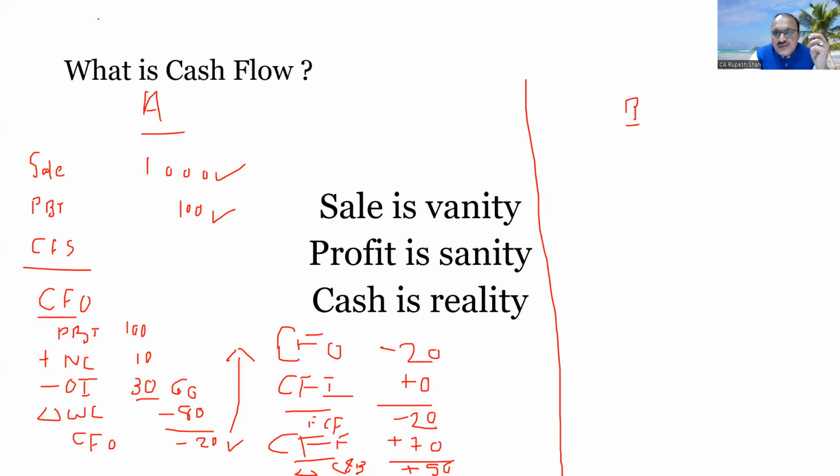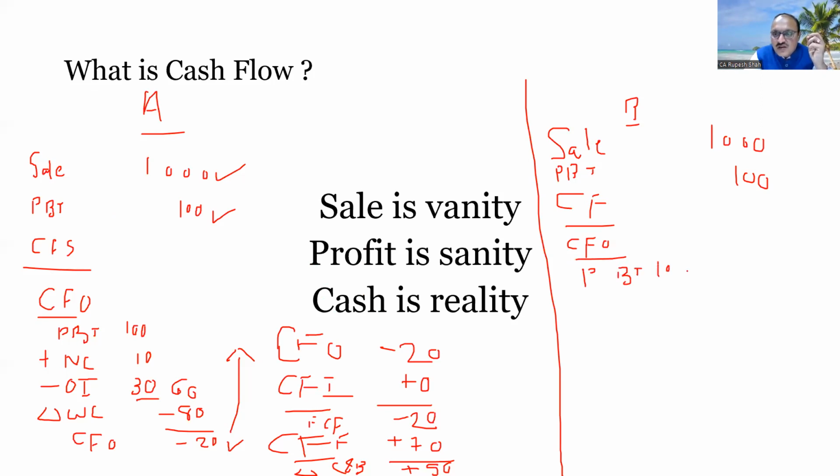Now let us look at company B. Say the sale of this company is also 1,000 crore, and its EBT is also 100 crore, right? Now let us look at the cash flow from operations and work it out. Say profit before tax is 100 crore. Its non-cash depreciation and provision is also 10 crore. Its other income is also 30 crore. Correct? So here also this is 80.